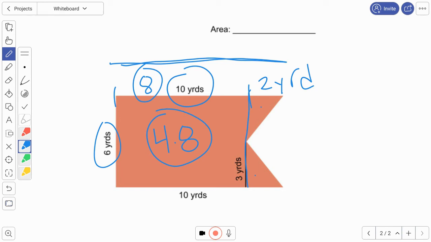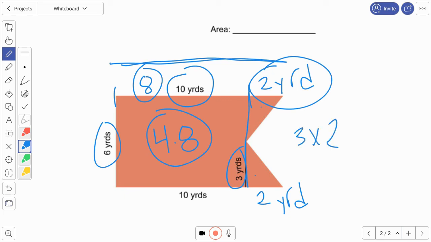Then, what we do is we have to find the area of these small little triangles. I know that the height of these triangles is 3. It says so right there. The base of these triangles is 2 because we solved that up here. So to find that, I have to take 3 times 2. That gets me 6. But with a triangle, the biggest mistake I see kids make is to forget to cut it in half. They forget to divide by 2. 6 divided by 2 is 3. So this little triangle has an area of 3 yards squared.